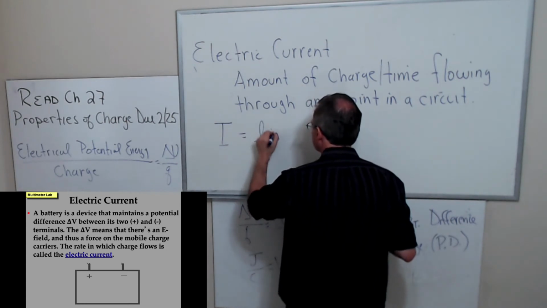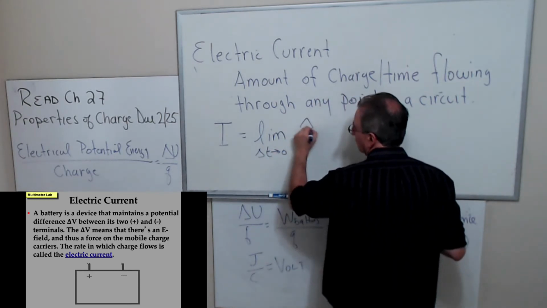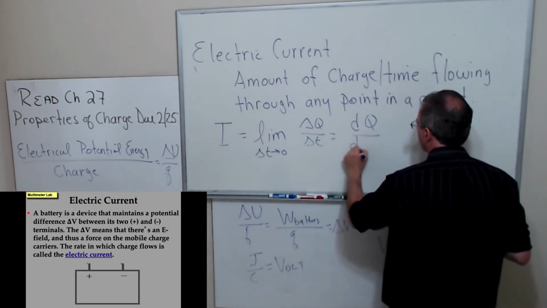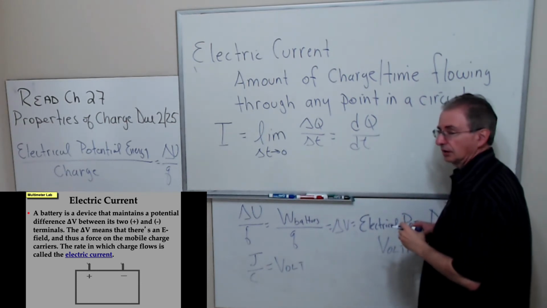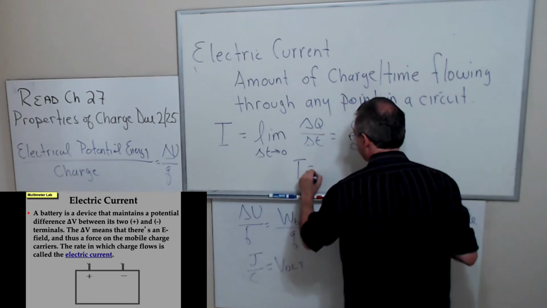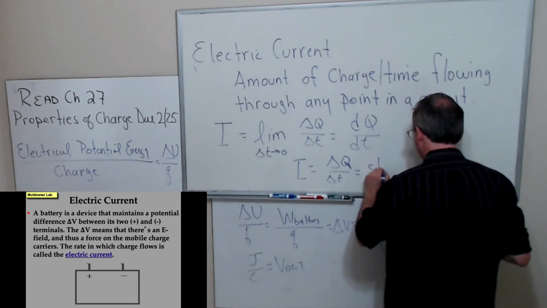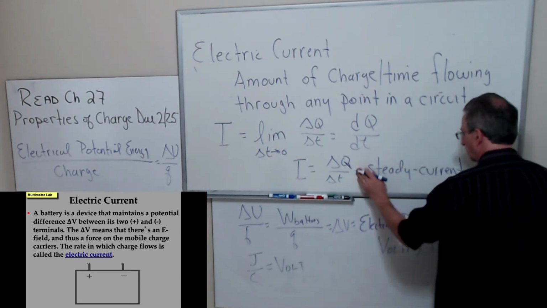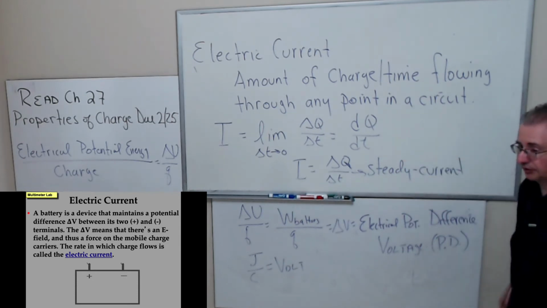If you want to know the instantaneous value, we take the limit as delta t goes to 0 of delta q over delta t. Of course, this is known as dq dt. If I is constant, if I is independent of time, then we can say this for steady currents. But if the current's not steady, then you have to write it as dq dt.